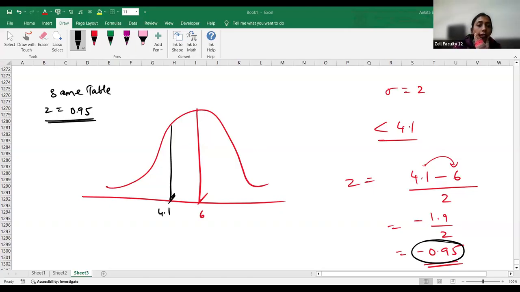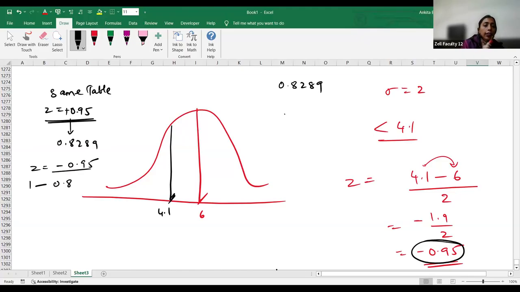What's the value? 0.95, right? So 0.95 is 0.8289. So I'm getting the value from the table as 0.8289. This value I'm getting for Z equals positive 0.95. So for Z equals negative 0.95, the value is 1 minus 0.8289. So how much is 1 minus 0.8289?